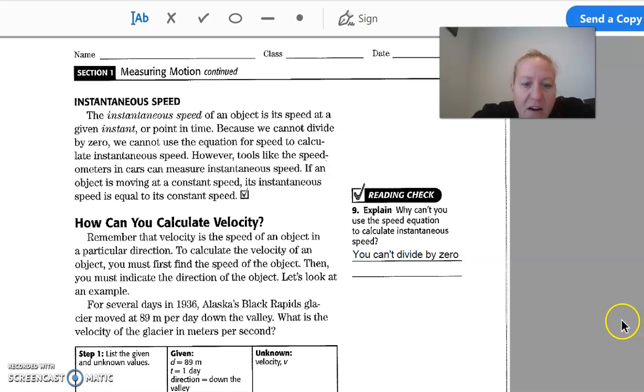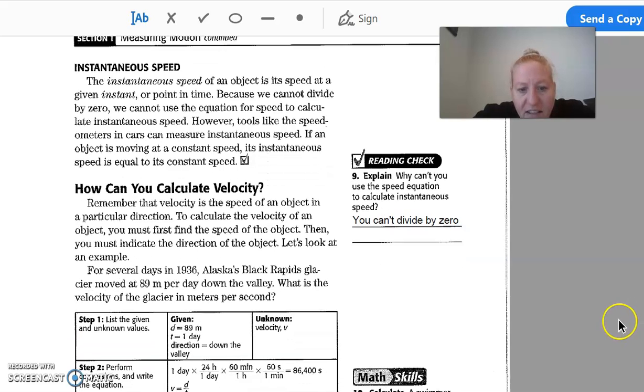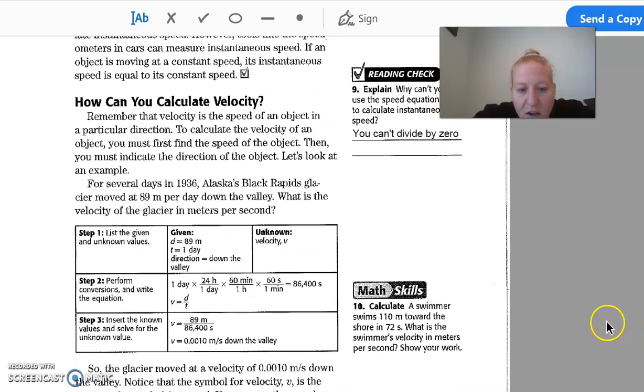Let's look, for example, at several days in 1936, when Alaska's Black Rapids Glacier moved at 89 meters per day down the valley. What is the velocity of the glacier in meters per second? So what is known? Distance is 89 meters, time is 1 day, and direction is down the valley. So we can find velocity.